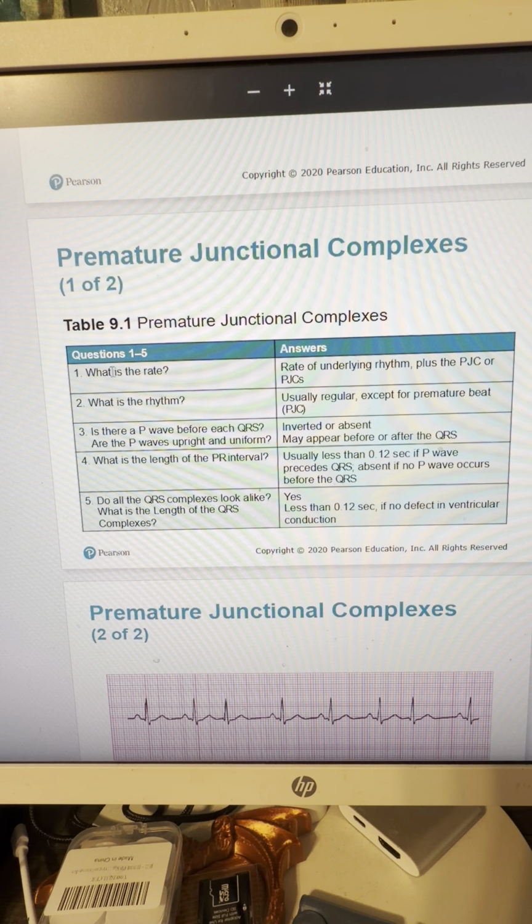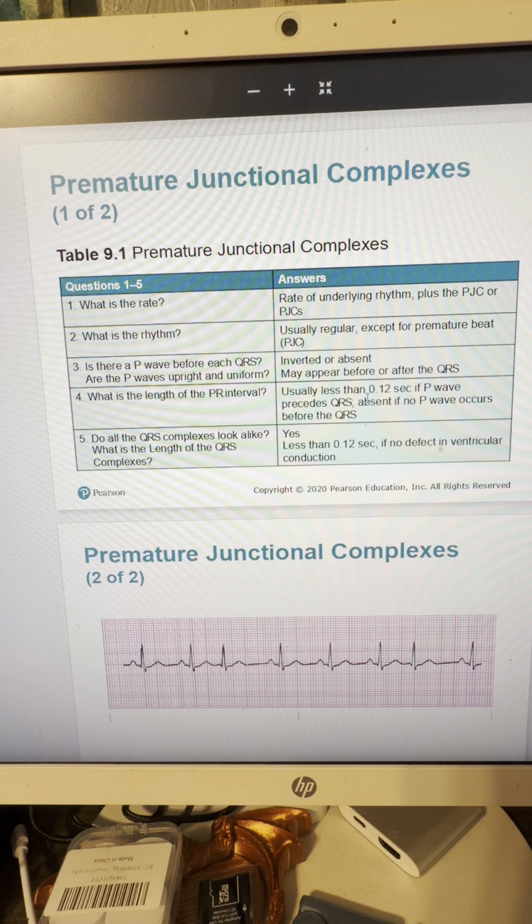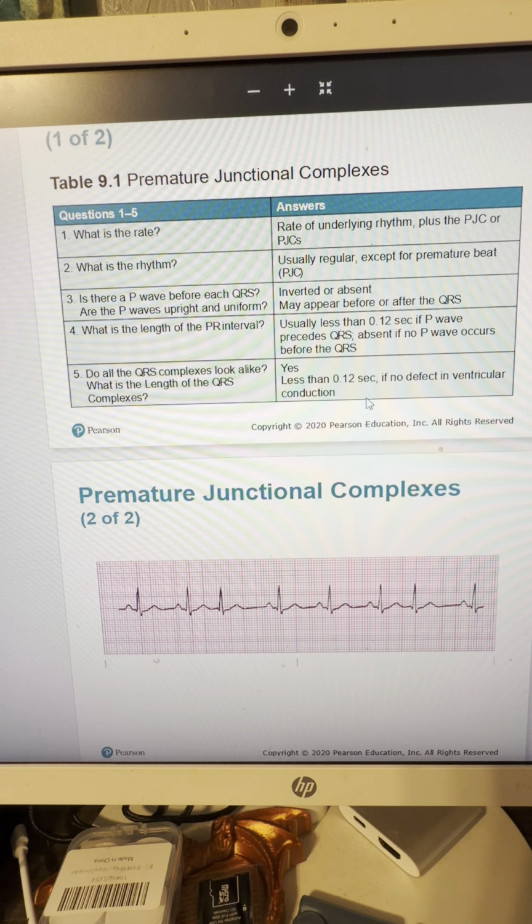So for PJCs, the rate is whatever the underlying rhythm is. It's usually a sinus rhythm, and then the PJC. It's usually regular except for the PJC. The P wave in the PJC is going to be either inverted or absent or after the QRS. The PR interval is usually normal, but you can't measure it on a PJC. QRS complexes are all nice, tight, and narrow.